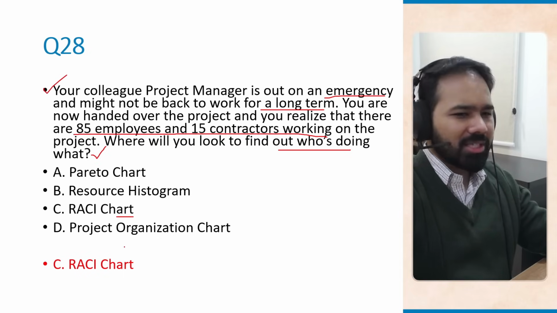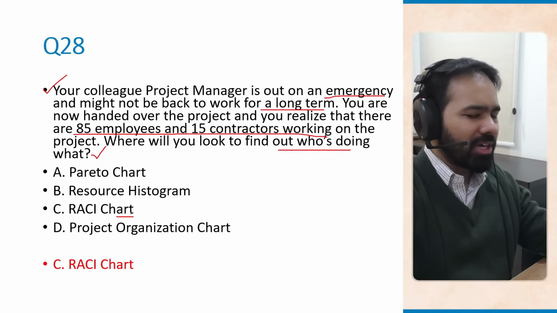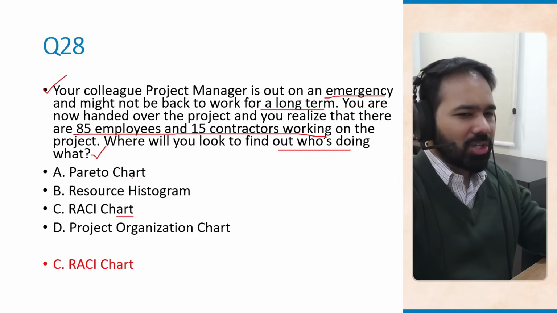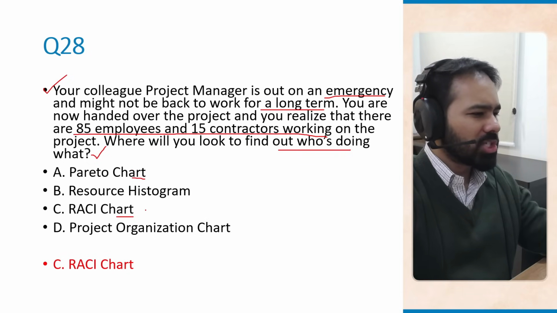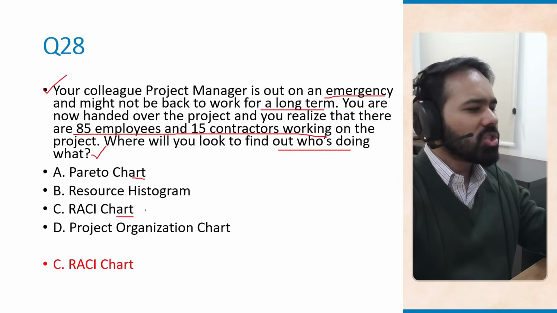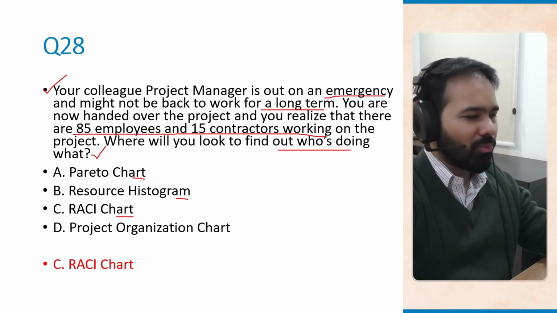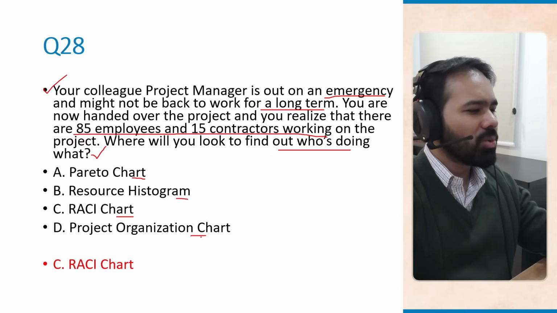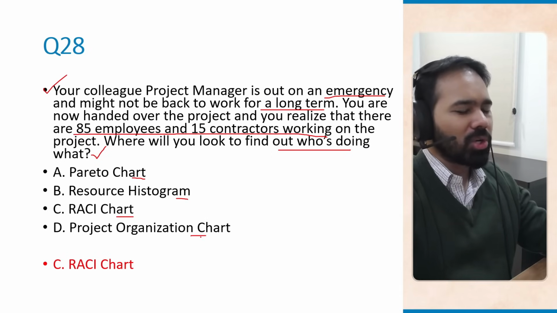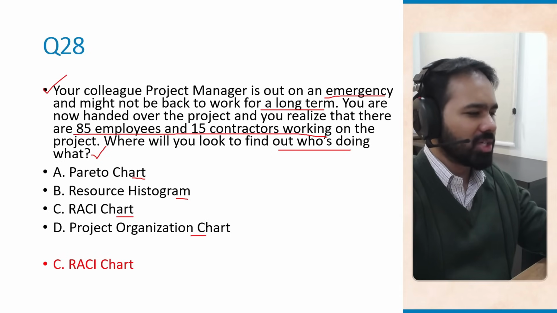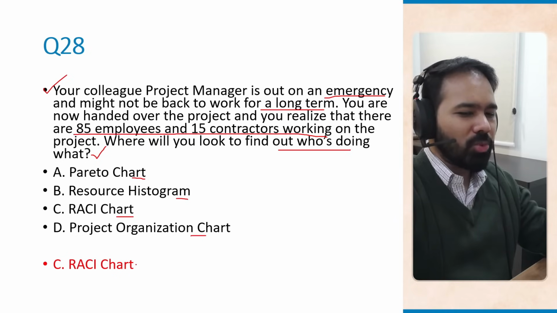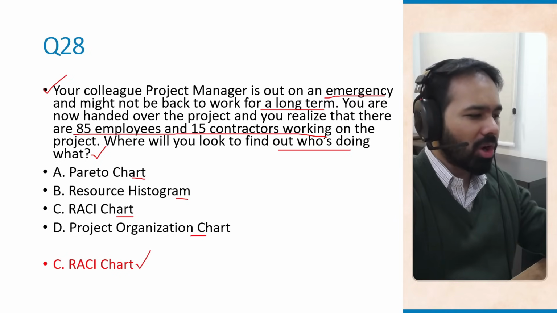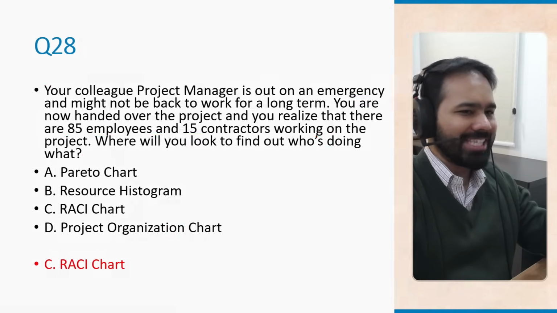Pareto chart is basically used for prioritization. It is not used for role mapping. Resource histogram shows the usage of resources over time or what their workload is. It does not tell you who is doing what. And then project organization chart, this is something that is going to show you hierarchy. It is not going to show you task level responsibilities. So every time you want to see who is doing what, you should check the RACI chart.